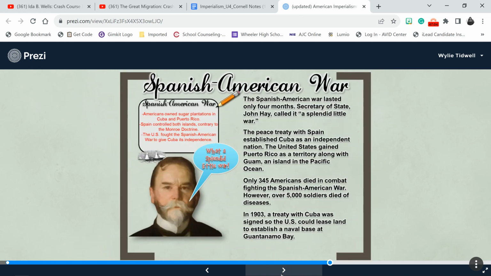All right, so because of the Spanish-American War, America owns sugar plantations now in Cuba and Puerto Rico. Because Spain owned, guess what? Cuba and Puerto Rico. Anybody ever been to Puerto Rico? Cuba is not a U.S. territory, but Puerto Rico is. This is how we got it. Y'all follow me so far?